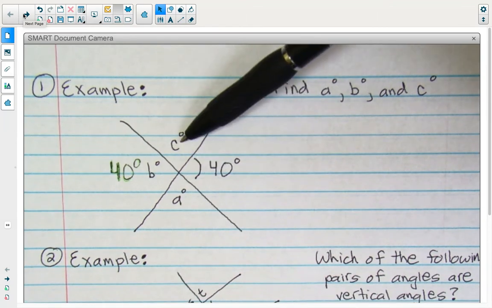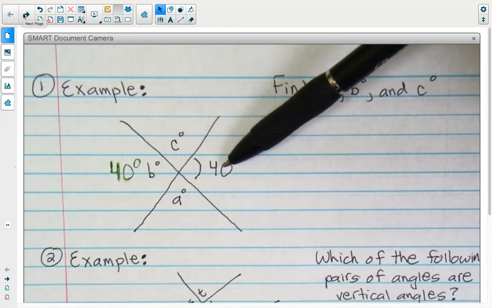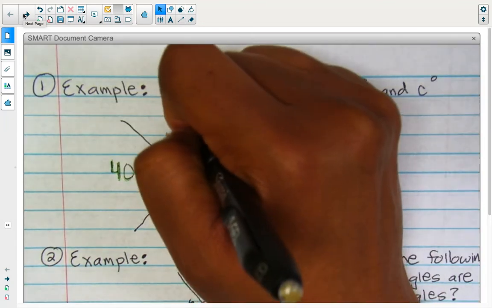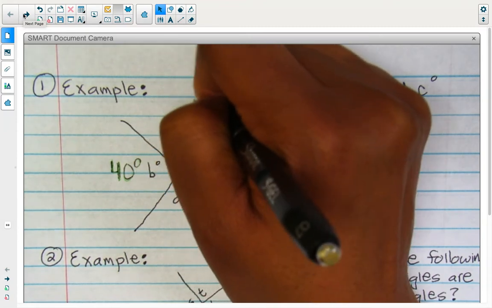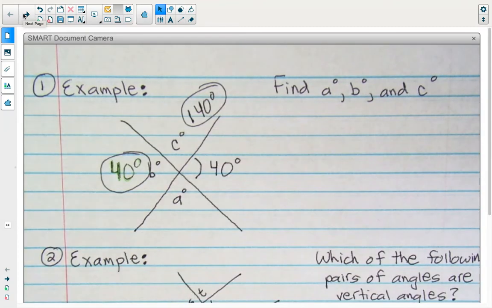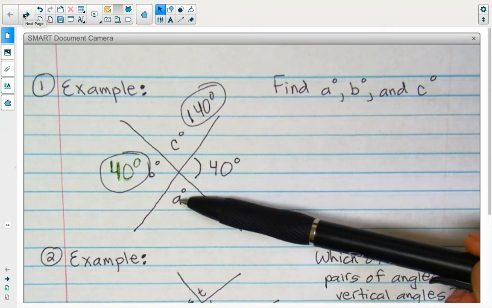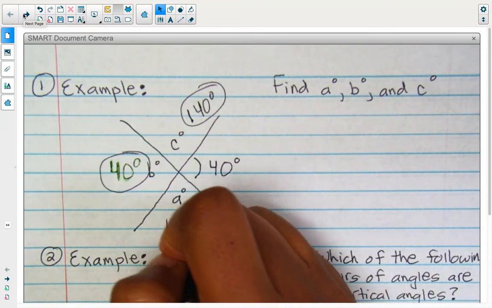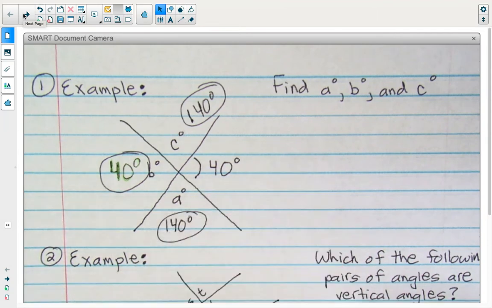So C plus 40 equals 180. 180 minus 40 is 140. So I know that this is 140 degrees. I know that C and A are vertical angles. So if this is 140, this is also 140 degrees. And just like that, we found the measure of A, B, and C.